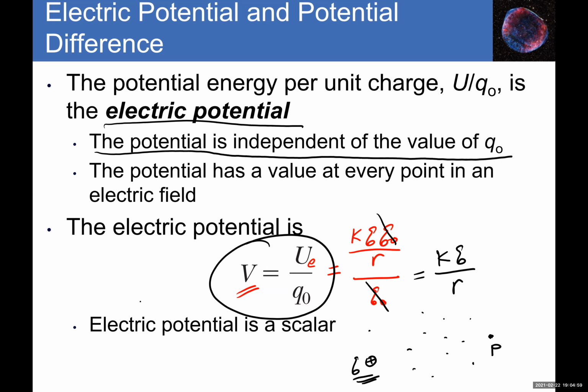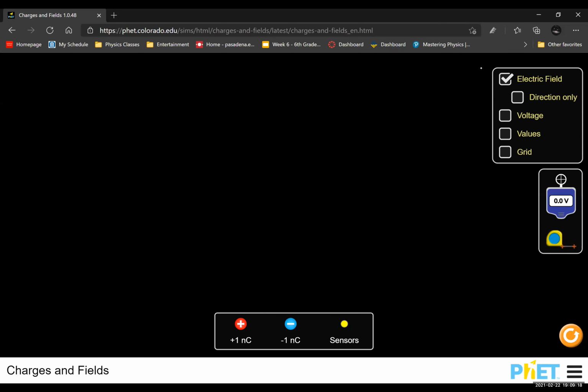Now, there's that simulation that I used last time. I want to also use that to demonstrate what I mean by potential being the effect of the source charge. I think that simulation nicely demonstrates that. Let me open it up so I can show you. All right, so what I want to show you is this.